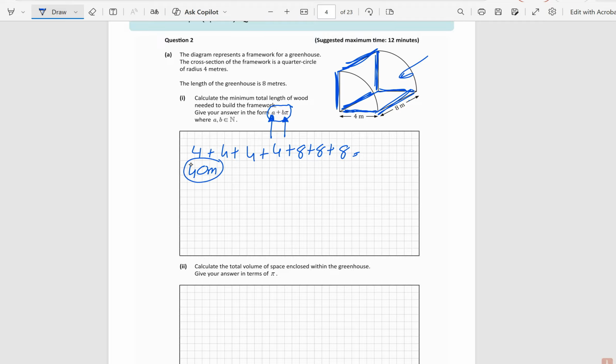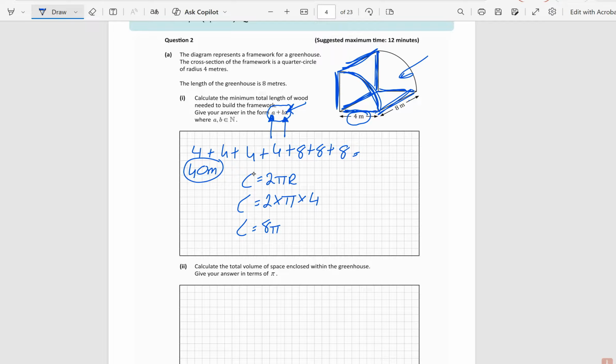So now we have to look at this curved bit. This curved bit here is essentially the circumference of a circle, but only a quarter of it. The circumference of a circle equals 2 pi r. So the circumference of the whole circle equals 2 multiplied by pi. We leave it as pi because they're allowing us to leave it as pi. Multiplied by the radius, which is 4. So the circumference equals 8 pi.